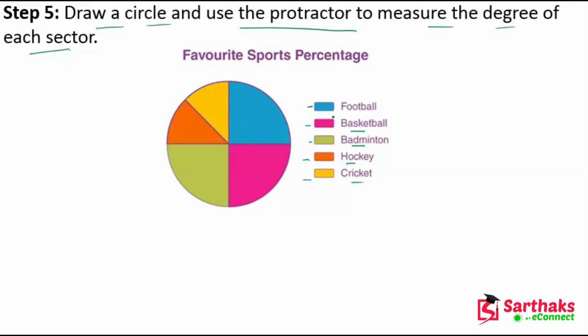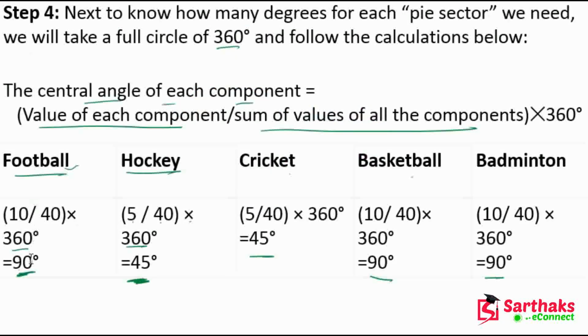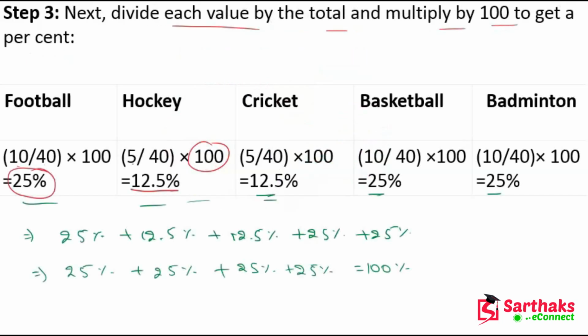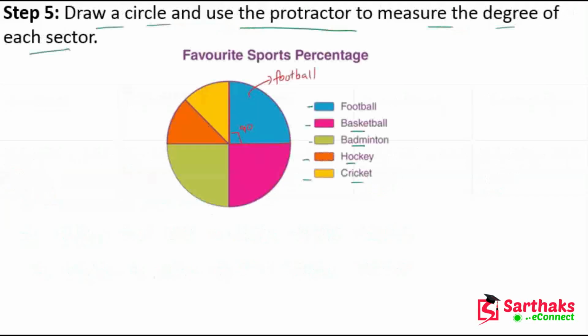Now you can see that in football the angle is what? 90 degrees. Here you can see that this is the representation. This section represents football. So the angle is what? 90 degrees. And the percentage is what? The percentage is 25%.